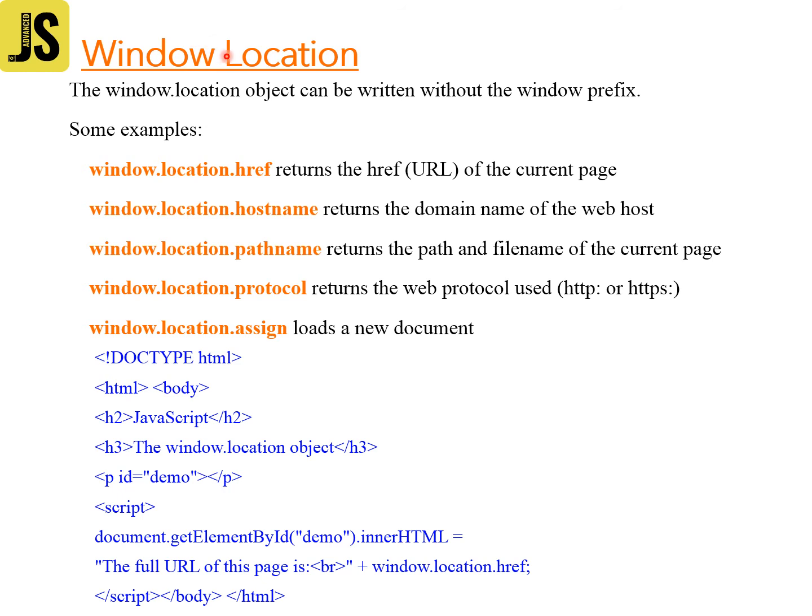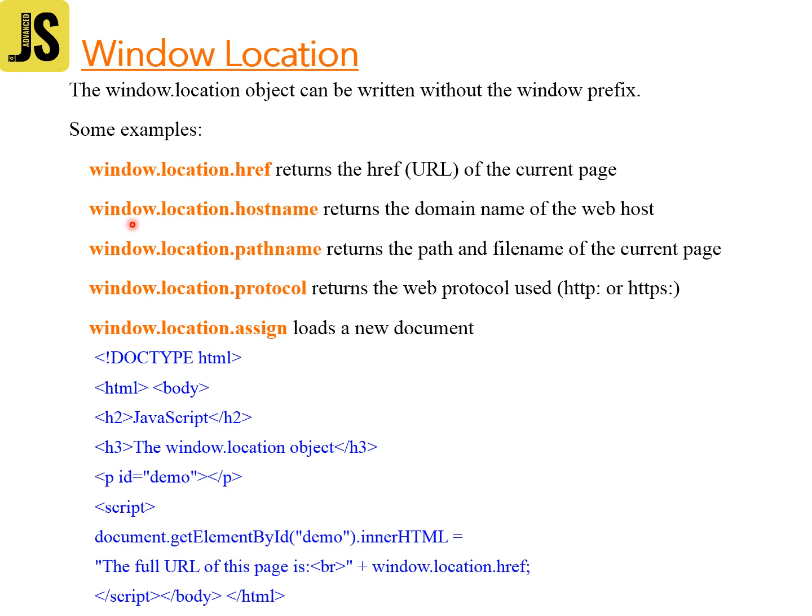The next is window location. The window location object can be written without the window prefix. So here also, location characteristics can be used without the window term. Some examples are window.location.href. window.location.href returns the URL of the current page.